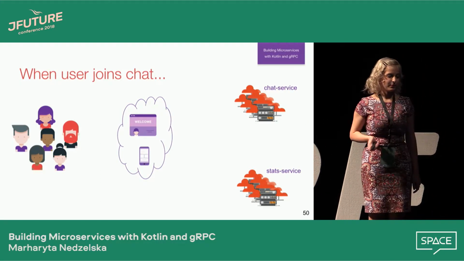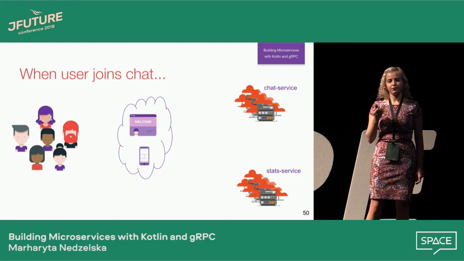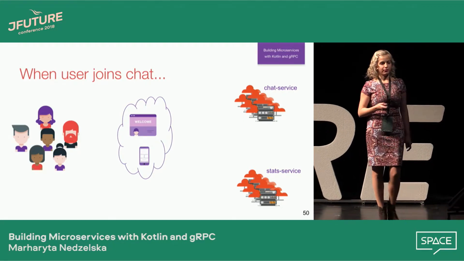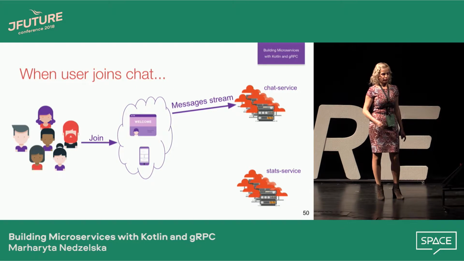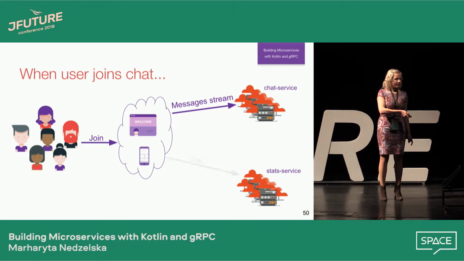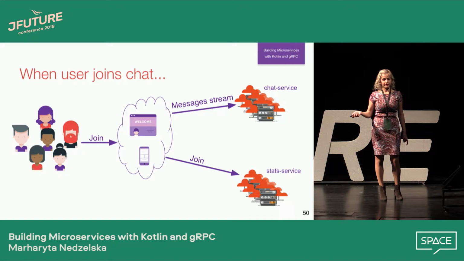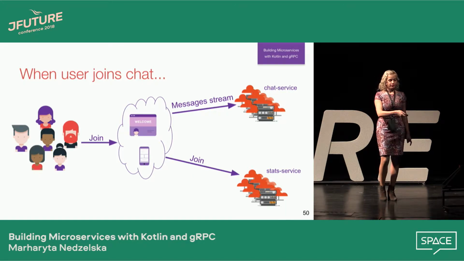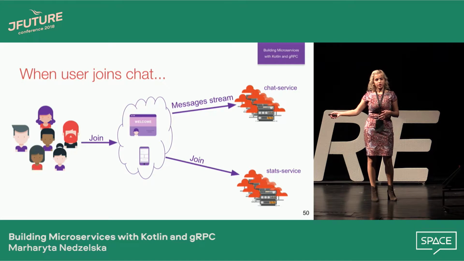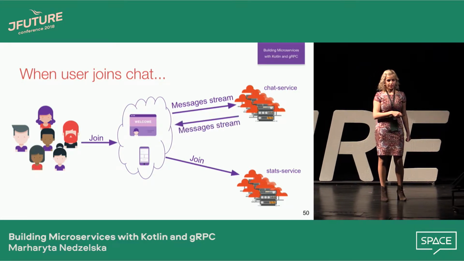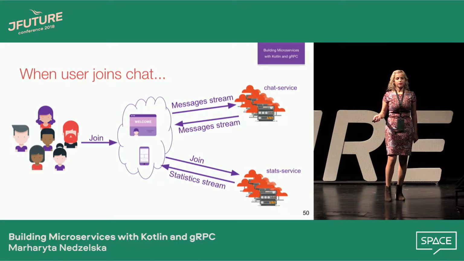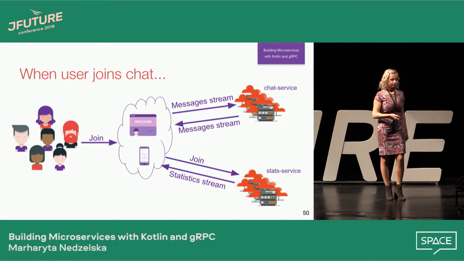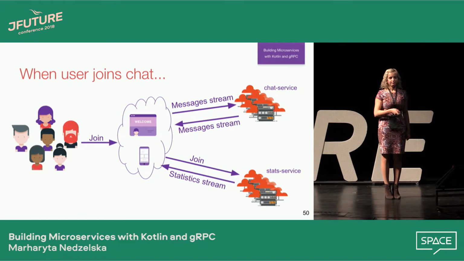So what about our application that we are developing? In our application, we have three main flows. The first flow is when a user joins the chat. When a user joins, we send a subscribe to the message stream from the chat service, and we send a join request to the statistics service. Why should we do this? We subscribe to the chat service because we want to send messages and we want to receive messages. It's bidirectional streaming. And we want to subscribe to statistics messages in order to receive updated statistics. And we want this to be asynchronous. So is it clear? Pretty clear.